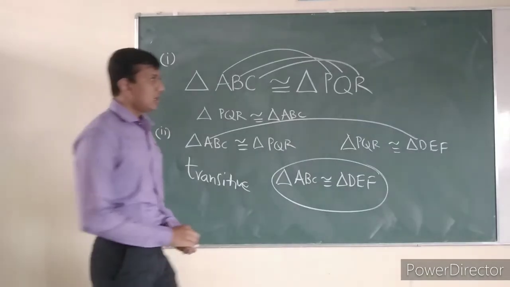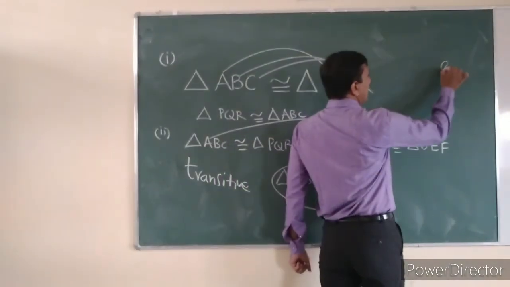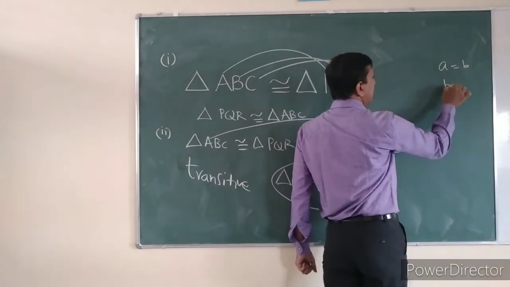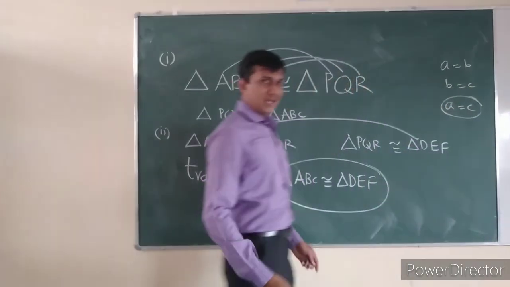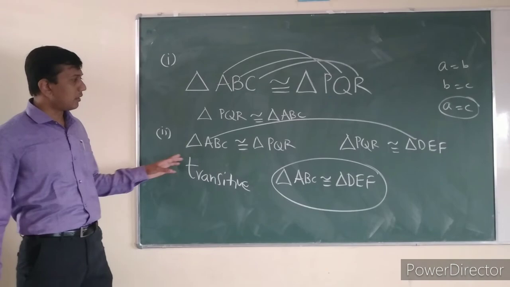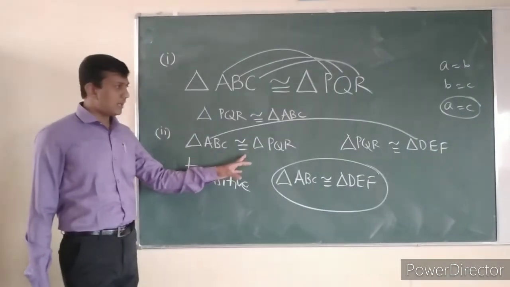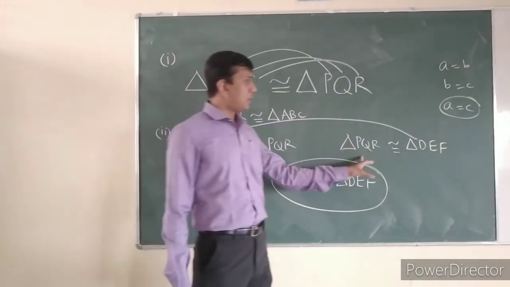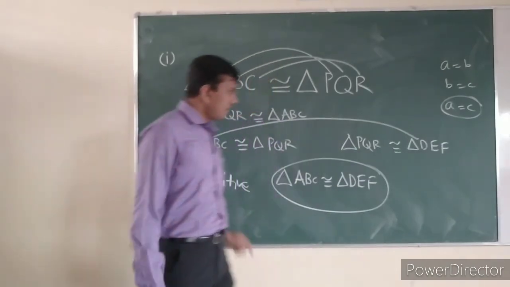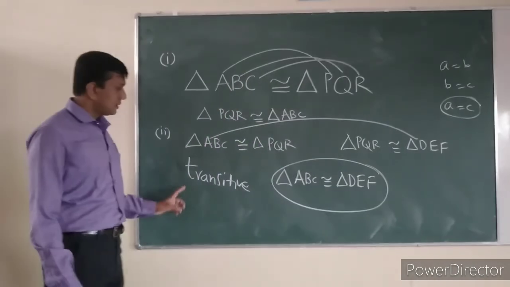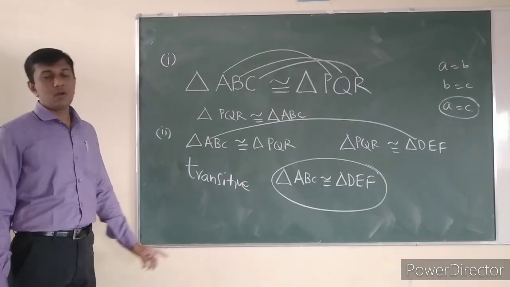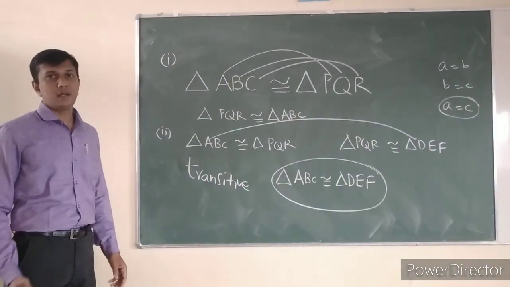Transitive property. Generally in algebra, if A is equal to B, and B is equal to C, then automatically A is equal to C. In the same way, here also regarding congruence, triangle ABC is congruent to triangle PQR, and triangle PQR is congruent to triangle DEF. We can say that triangle ABC is congruent to triangle DEF. So this is called the transitive rule or transitive property. Okay.